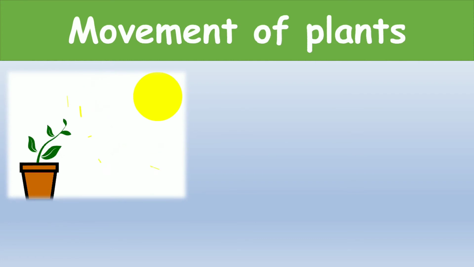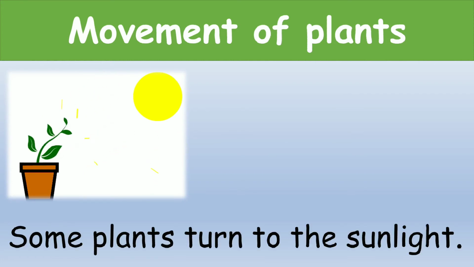Moving on, we are going to look at movement of plants. Well, some plants turn to the sun. Some plants turn to the sunlight. So the action of turning towards the sunlight, that's movement by some plants.